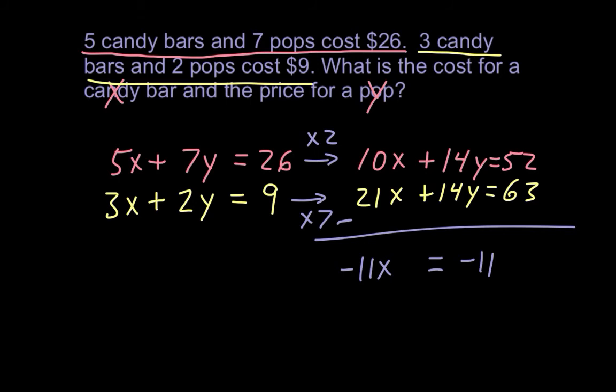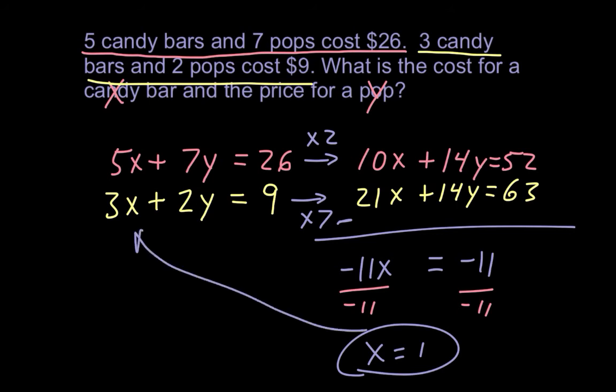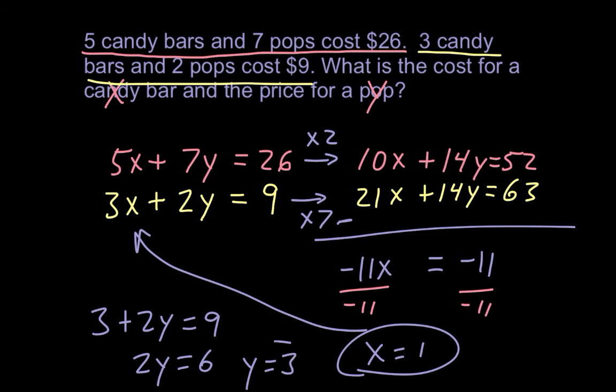So you can quit the notes here at this point if you want to. I'm going to finish it just out of habit and principle. I could divide both sides by negative 11, and then x has to be 1. And once I know my x is 1, I could put it in there. 3 times 1 is 3, plus 2y equals 9. Subtract 3 from both sides, and I get 2y equals 6. So then y has to be 3. So the final answer is going to be the point 1, 3.